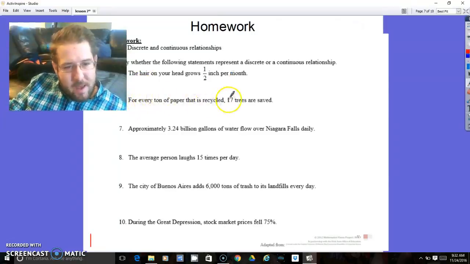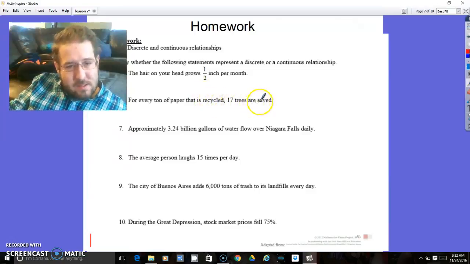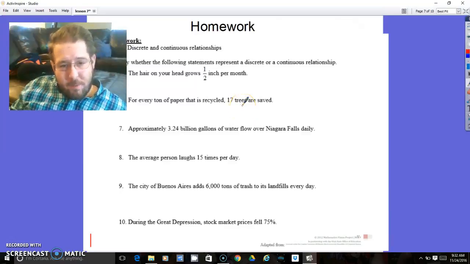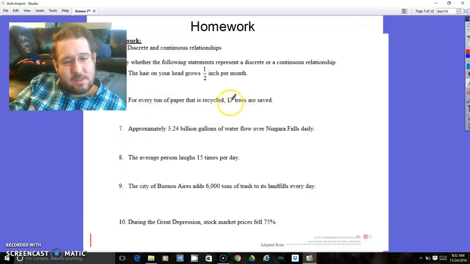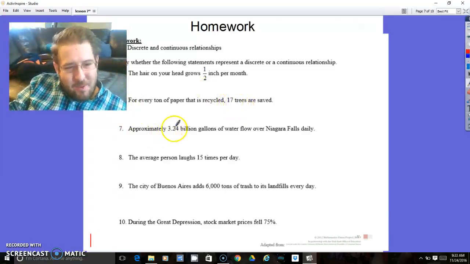For every ton of paper recycled, 17 trees are saved. Well, this would be discrete, because you can't save half a tree. Either you cut the tree down or you leave the tree as is. So if you recycle 1/100th of a ton, you're not going to save any trees because you still got to cut one tree down to make that paper. Approximately 3.24 billion gallons of water flow from Niagara Falls daily. So after half a minute, have some flown over? Yes. The water in Niagara Falls is always flowing over, so that's continuous.